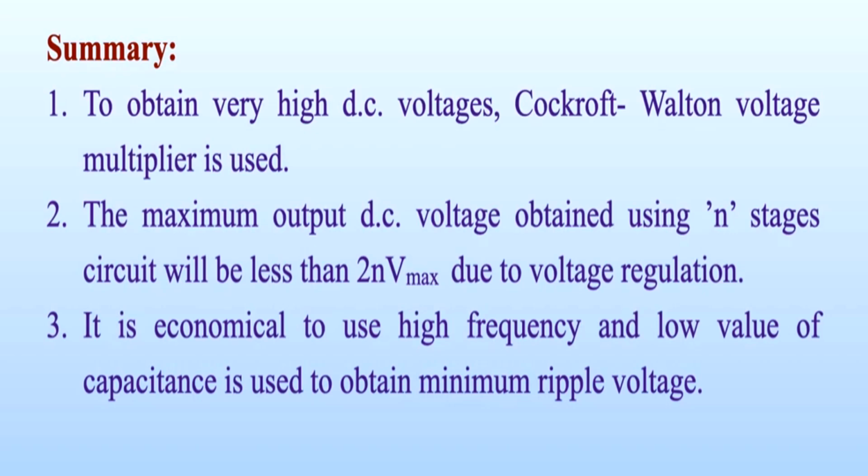To obtain very high DC voltages, the Cockcroft-Walton voltage multiplier is used, and the maximum output DC voltage obtained using an n stage circuit will be less than 2n V max due to voltage regulation. It is economical to use high frequency and a low value of capacitance to obtain minimum ripple voltage.